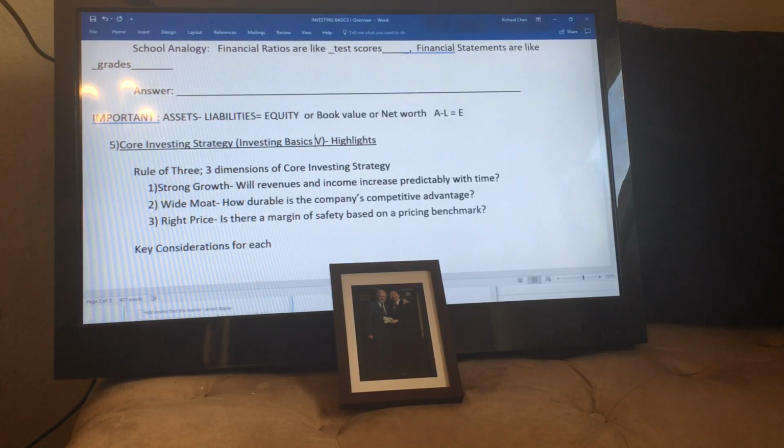But this idea, and I'm not picking on tech companies, but tech companies really often paint this rosy picture of the future, what they think will be the shifts in the way people behave and buy. Of course, that's always predictions. You can always look at what you think may happen, but again, there's always risk in that. So the key to strong growth is, will the revenues and income increase predictably? And that's the correct idea.